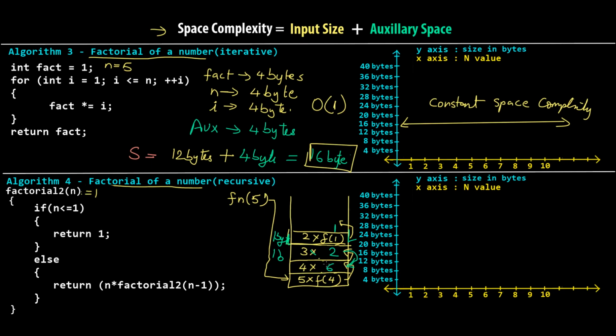So 4 into 6 becomes 24, right? So that would be returned from over here to f4. f4 had called f3. We got the result of f3 as 6, into 4, 24. So 24 will be substituted in the place of f4. Now 24 into 5 is going to give you 120. And that 120 will be ultimately returned over here, and we are going to get the result as 120.